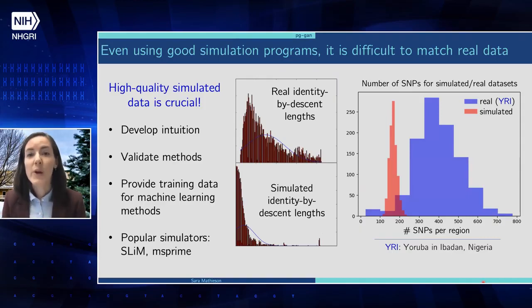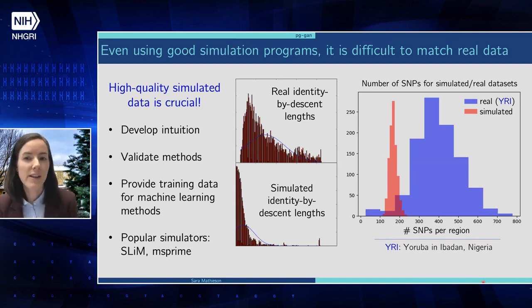And as a broader point, the role of simulated data in population genetics can really not be overstated. It is useful not only for training these machine learning methods, but for validating methods, developing intuition. It's extremely important. And to that effect, many different simulation programs have been developed over the years. Two of the most popular ones right now are SLiM and msprime. These programs work very well at recapitulating evolution, but they do require many input parameters, and so it can be very difficult to really identify what are the best ones. And here are some examples where this didn't really work.